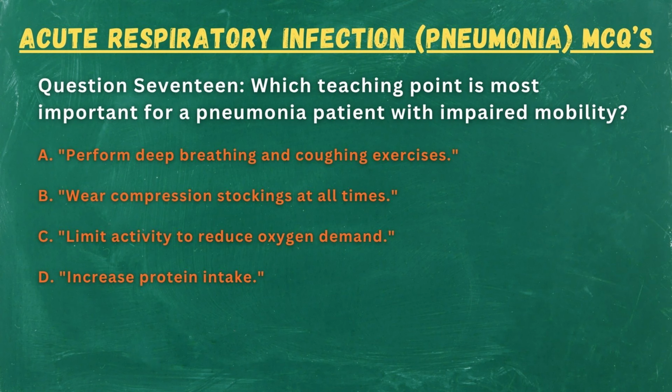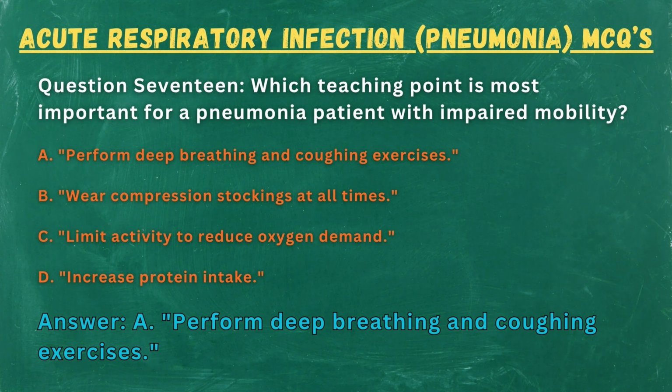Question 17. Which teaching point is most important for a pneumonia patient with impaired mobility? A. Perform deep breathing and coughing exercises. B. Wear compression stockings at all times. C. Limit activity to reduce oxygen demand. D. Increase protein intake. Answer: A. Perform deep breathing and coughing exercises.